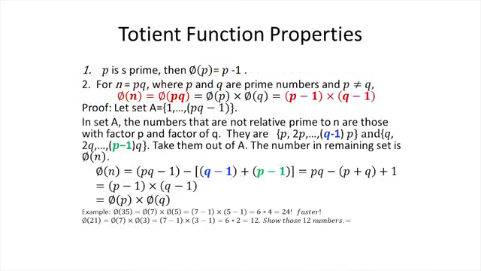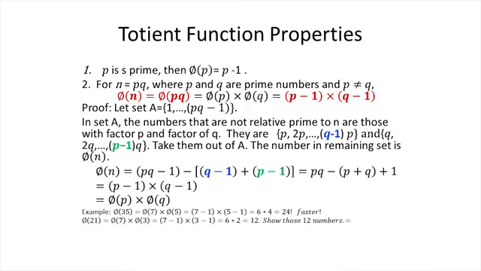Okay, here we show some Totient function properties. 1: if P is a prime, then phi of P equals P minus 1. 2: for n equal to P times Q, where P and Q are prime numbers and P doesn't equal Q, we have phi of n equal to phi of P times Q, which is equal to phi of P times phi of Q. Replacing phi of P with P minus 1 and phi of Q with Q minus 1, this is equal to P minus 1 times Q minus 1.